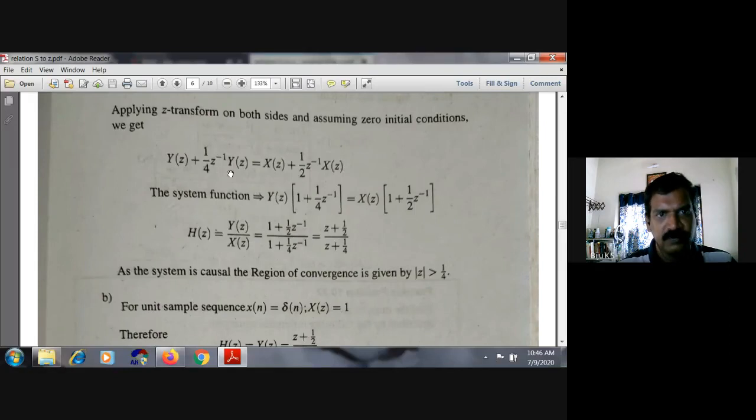We group together yz and xz so that we can obtain hz, which is equal to yz by xz. Conveniently, you can multiply so that z plus half by z plus 1 by 4 is the system function hz.